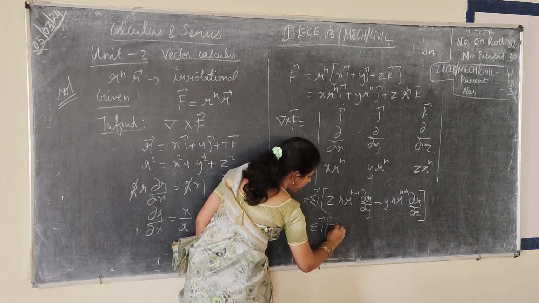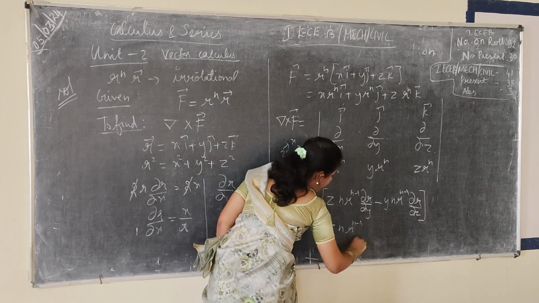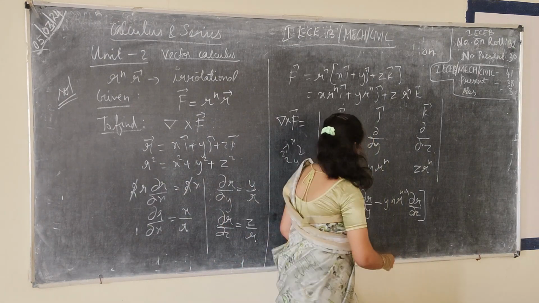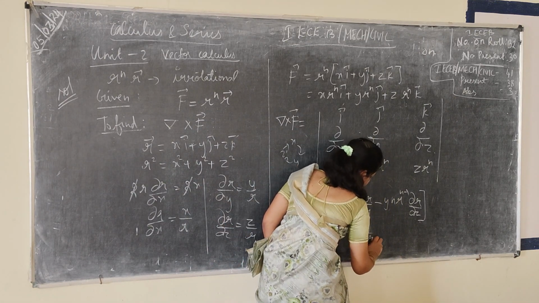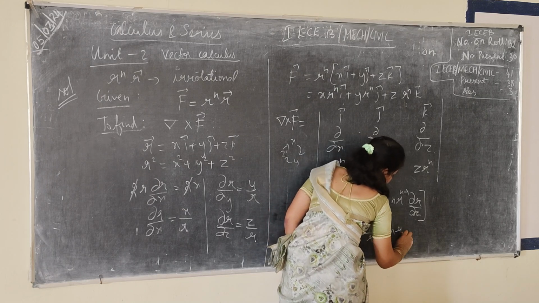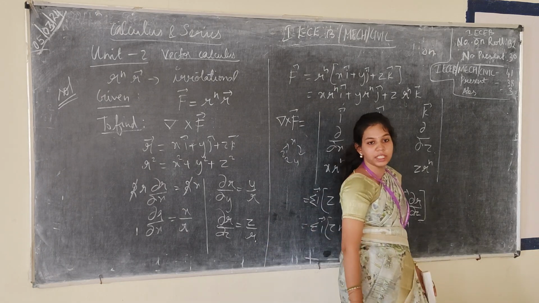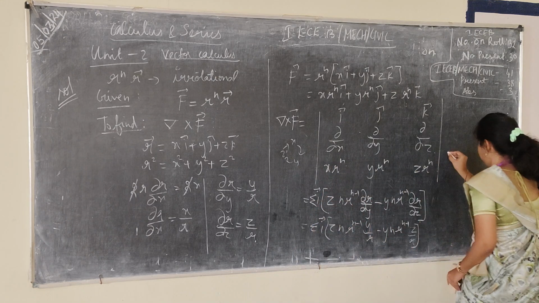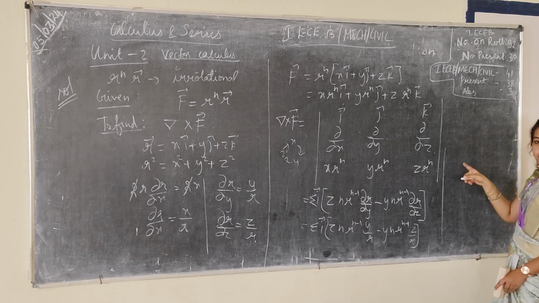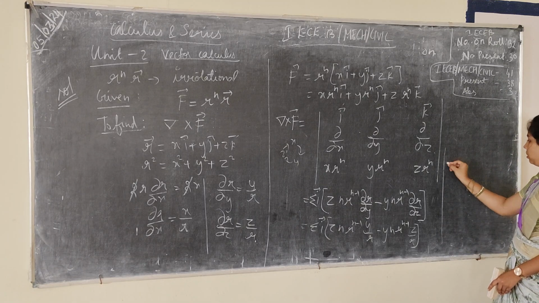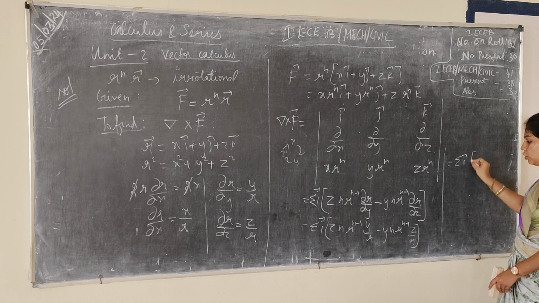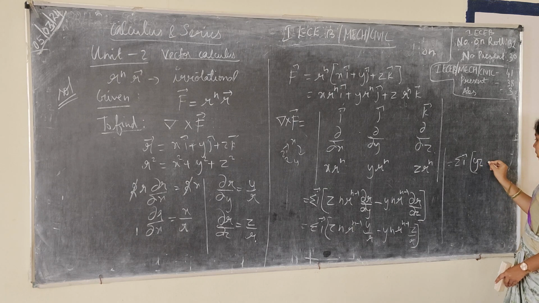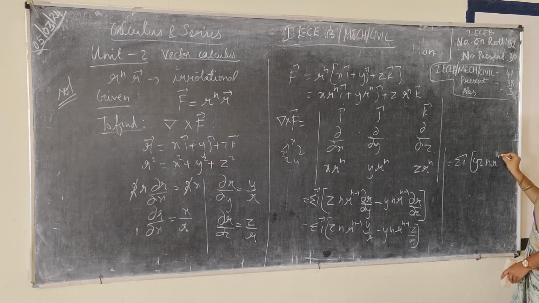Summation i vector into z into n into r power n minus 1. What is dou r by dou y? y by r. Minus y into n into r power n minus 1 into dou r by dou y, which is z by r. Shall I write it? Okay. Summation i vector into multiply y z n into r power n minus 2.